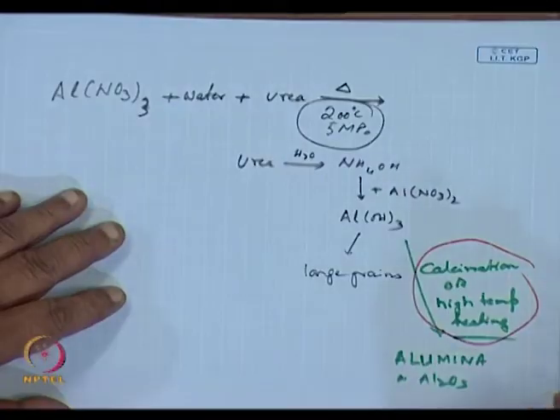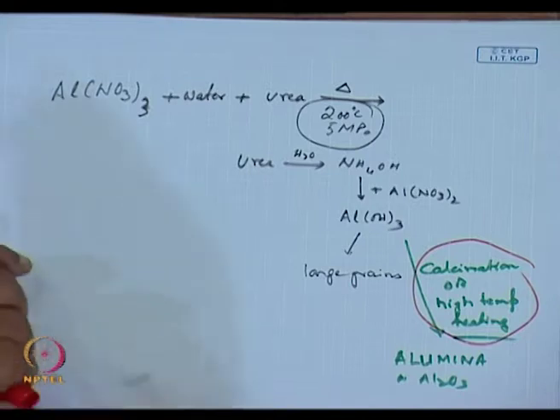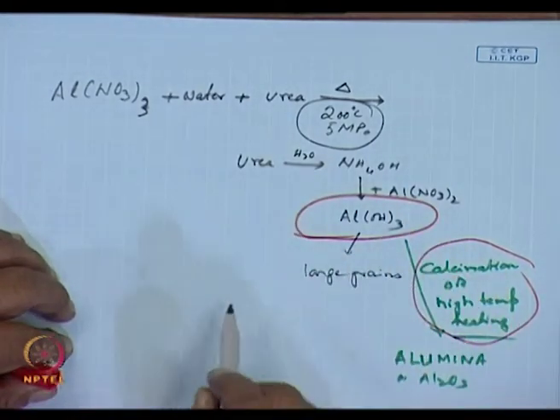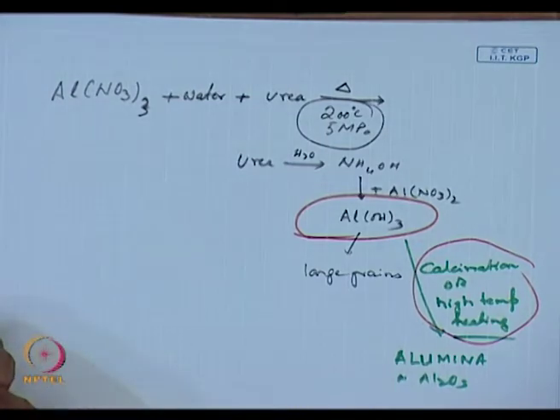And there our problem is, if I come back to this slide, that because it is a subcritical temperature range, we are stuck with hydroxides.